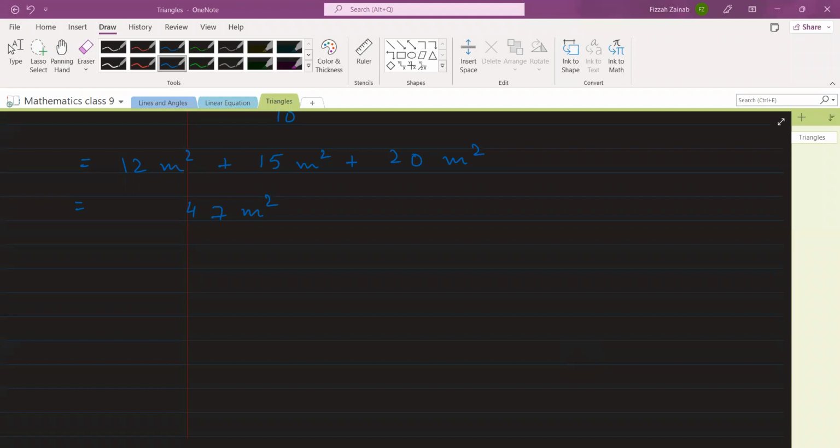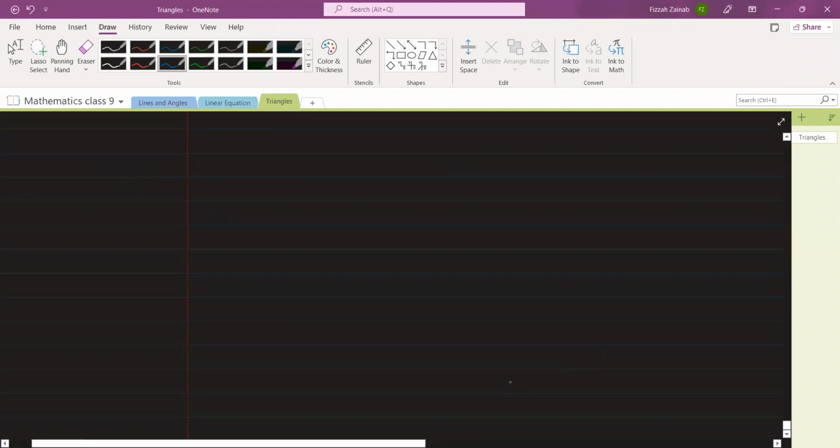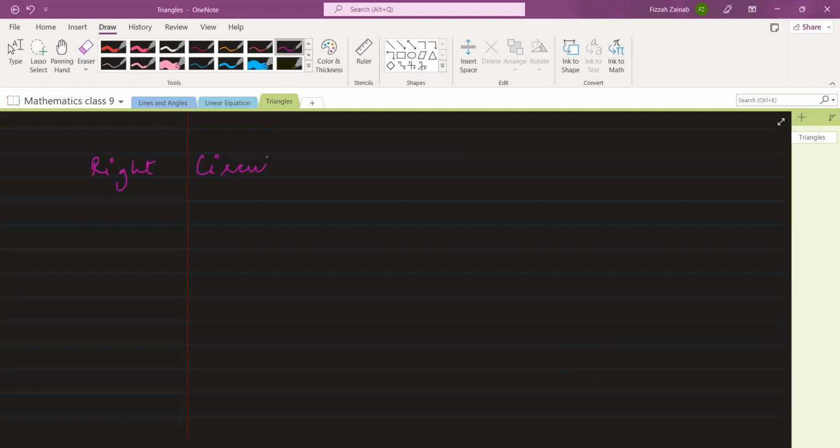Right, so the next exercise is on a right circular cylinder. Let us try to understand what it is. So you know what a cylinder looks like, right? Yes, ma'am. Okay, now what is the meaning of right circular cylinder? So basically in this exercise, you have to deal only with the right circular cylinder, not any other kind of cylinder.